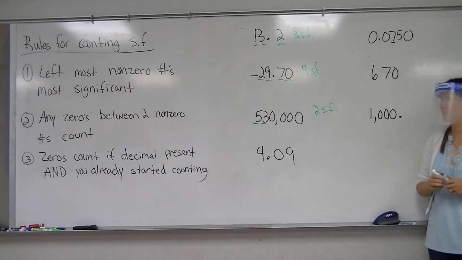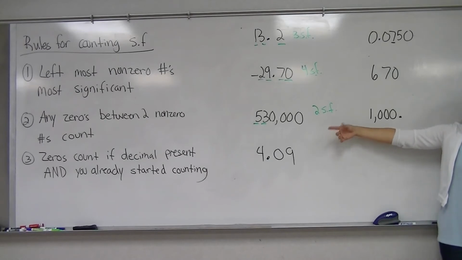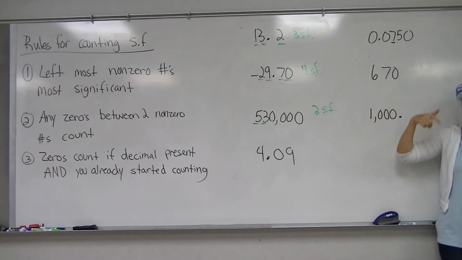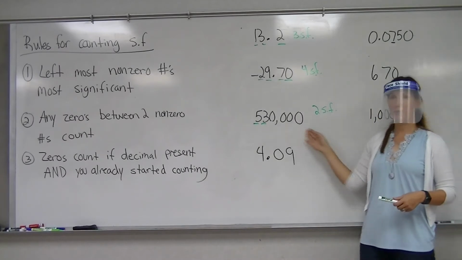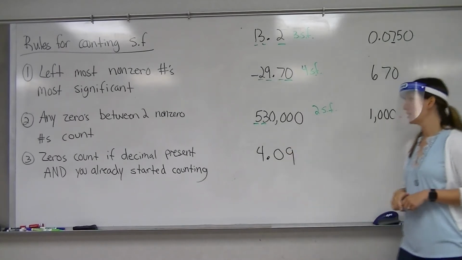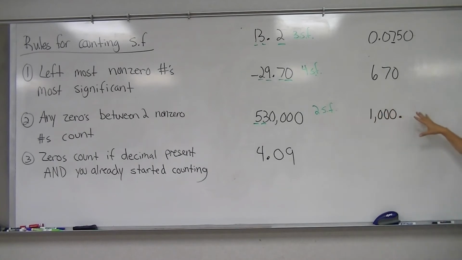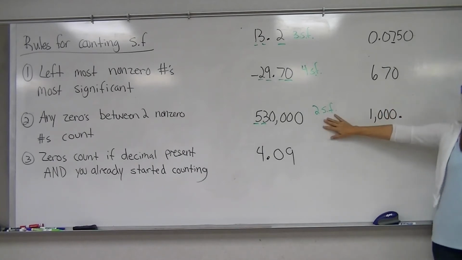Okay, so here's our first example of zeros not counting. And they don't count because there's no decimal point and because the zeros are what we call trailing zeros. They're not between any two non-zero numbers. So I could add 5 more zeros there and it would still be 2 significant figures in that number.